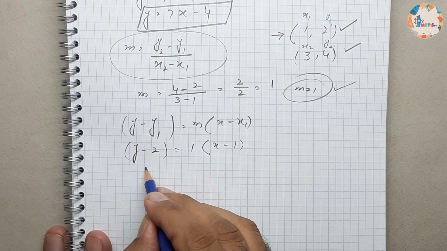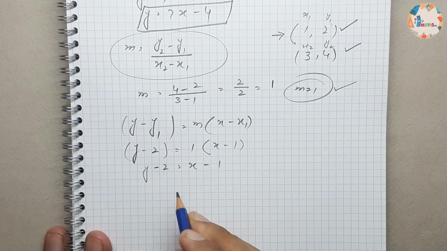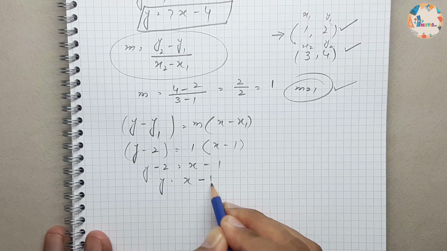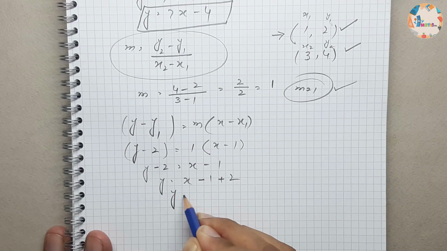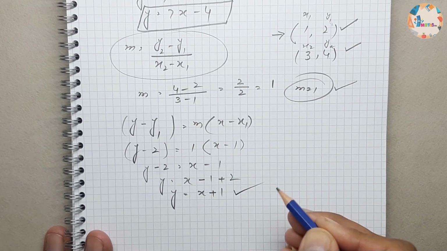Now we can open this equation. y minus 2 is equal to x minus 1, and the minus 2 we can shift here. y is equal to x minus 1 plus 2. So the final equation will be y is equal to x plus 1. This will be our final equation.